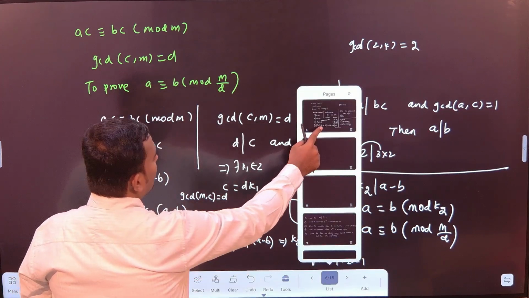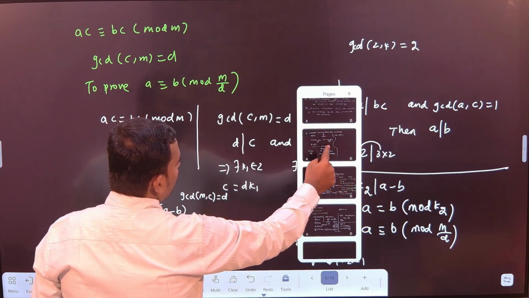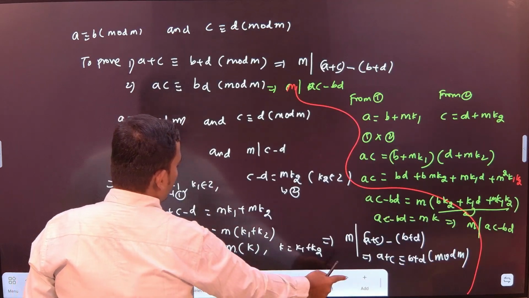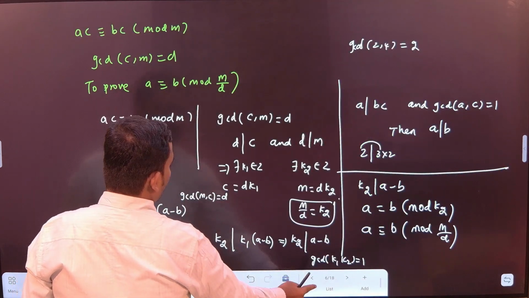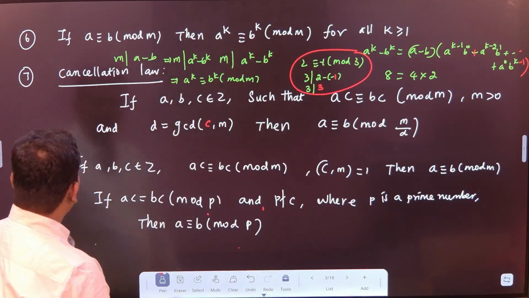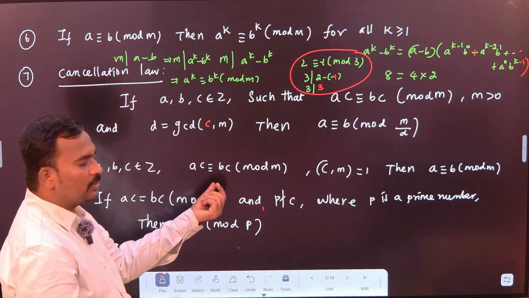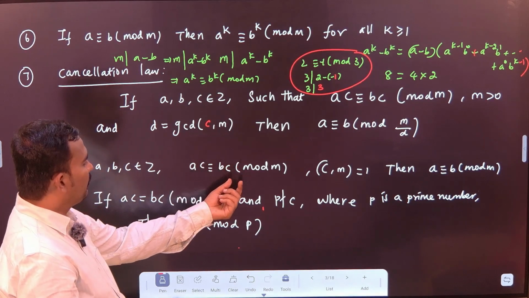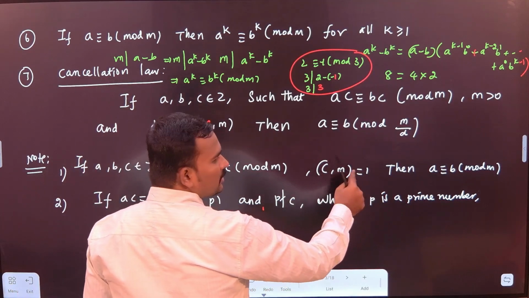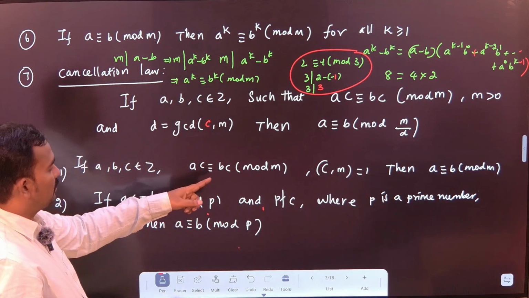The next one you can see here. What is the next one? Have we proved this one, no? Okay. Yes, you can see the next note. If A, B, C belong to integers, AC is congruent to BC modulo M, and C and M are relatively prime, or GCD is 1, then A is congruent to B modulo M. You have to remember this.